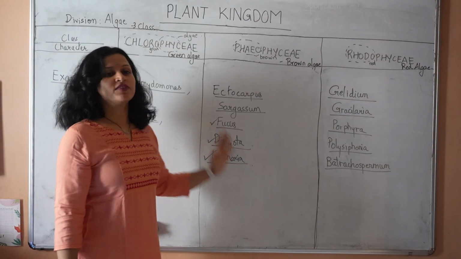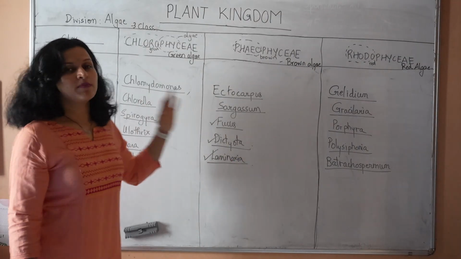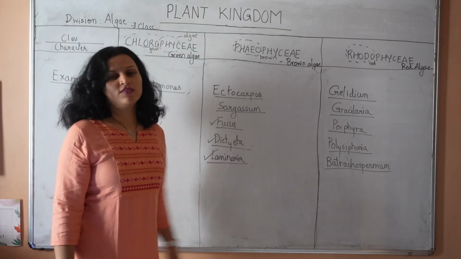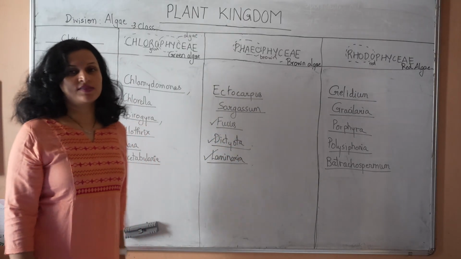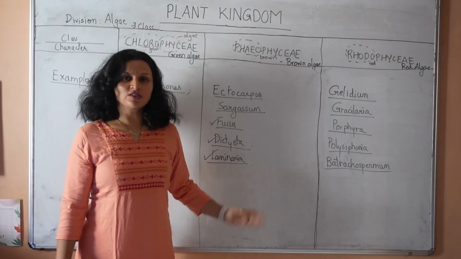So these were the three different types of algae: green algae, brown algae and red algae, with their different characteristics. And with that we complete the division algae.